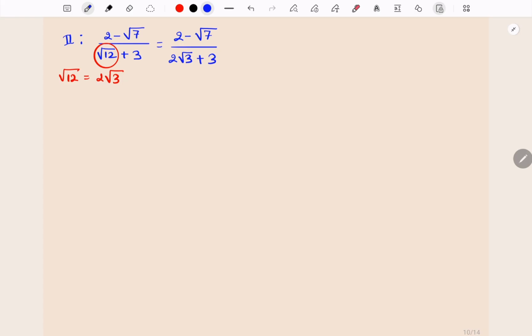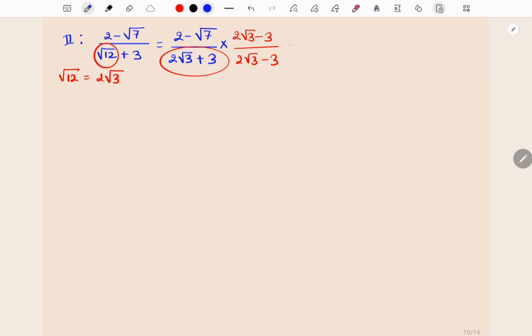Alright, now we need to rationalize the denominator. To rationalize the denominator, we need to find the conjugate. The conjugate of 2 root 3 plus 3 is 2 root 3 minus 3, right? So let me multiply this fraction with the conjugate, that is 2 root 3 minus 3 over 2 root 3 minus 3.